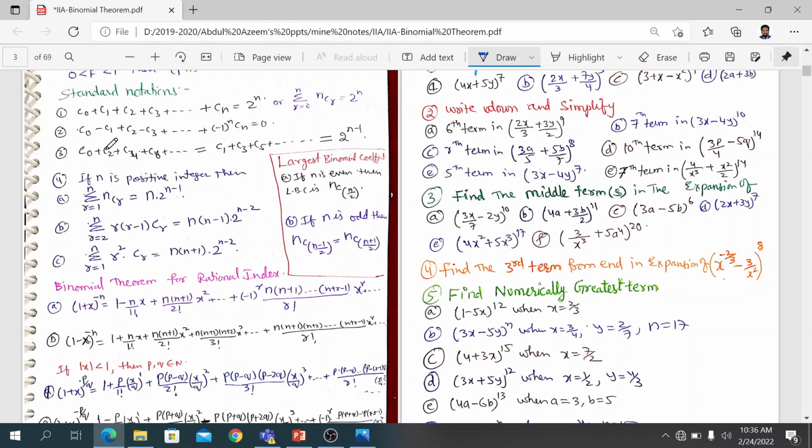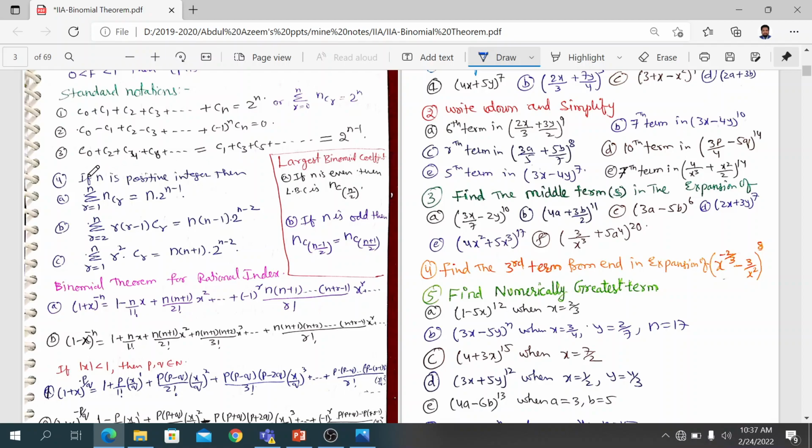Next, C0 plus C2 plus C4 plus C6, the even numbers, is equal to C1 plus C3 plus C5, the odd numbers. Even or odd sum will be 2 power of n minus 1. Okay. Next, largest binomial coefficient. If n is an even integer, the largest binomial coefficient is nC n by 2, and if n is odd, then nC n minus 1 by 2 is equal to nC n plus 1 by 2. This is the largest binomial coefficient.